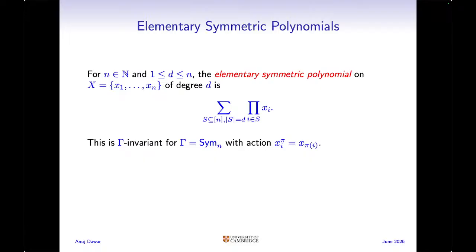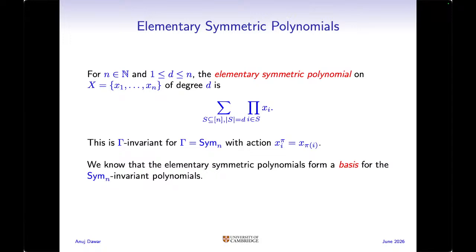And here again, I'm being pedantic. Gamma is Sym n, and the action on the set x is given by permuting the indices, right? Okay, but you see what I mean. And we know that the elementary symmetric polynomials form a basis for all symmetric polynomials. So we have a good characterization of the space of Sym n invariant polynomials, where now Sym n is acting on the set x1 through xn.